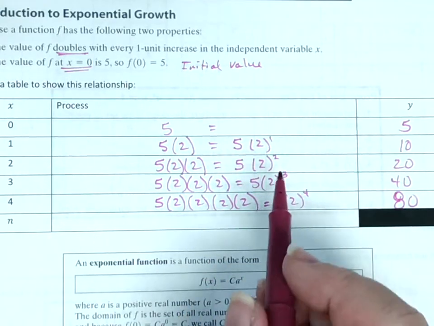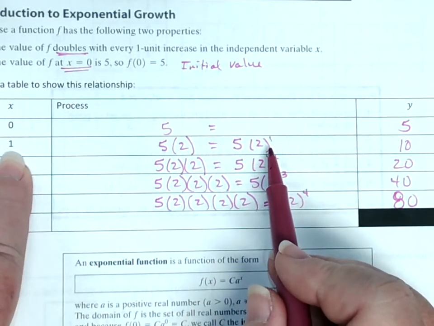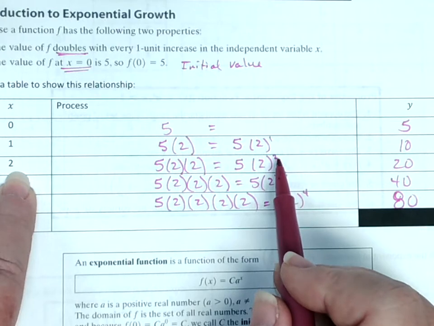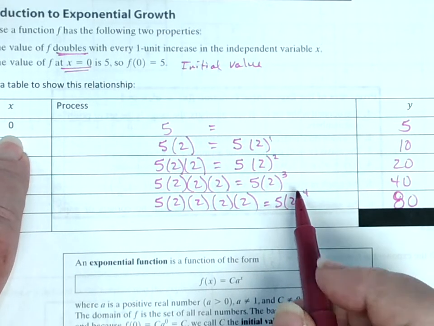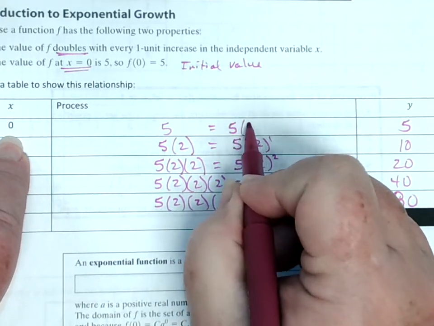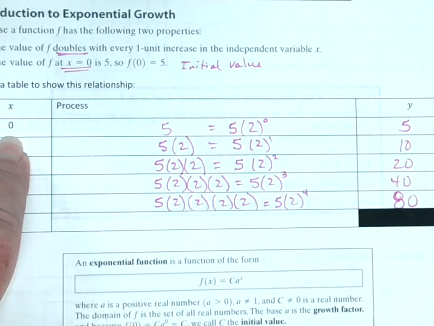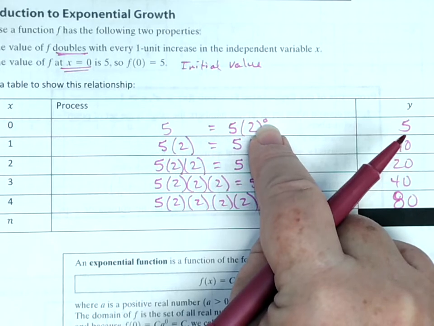And if you go back and look, my exponents match: 1 is to the first power, 2 to the second, 3 to the third, 4 to the fourth. So when this one was 0, isn't that 5 times 2 to the 0 power? Because 2 to the 0 power, we've already proven, is 1.